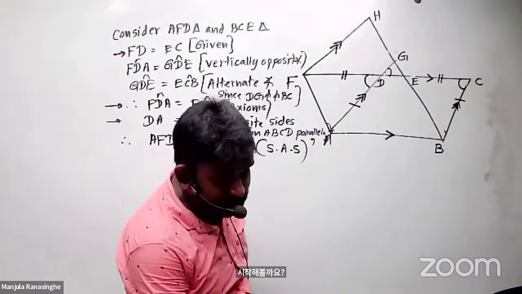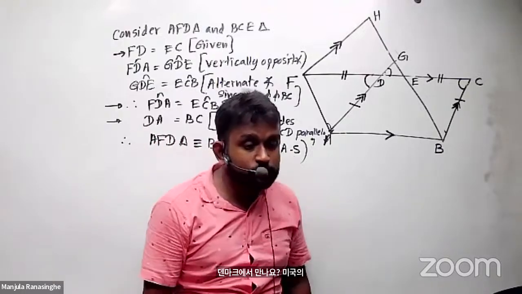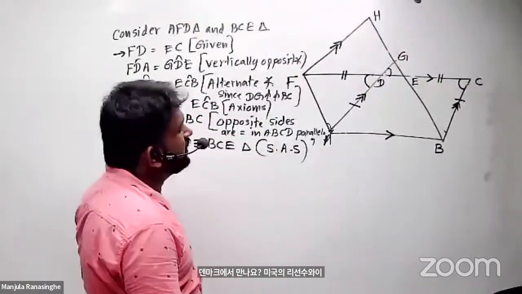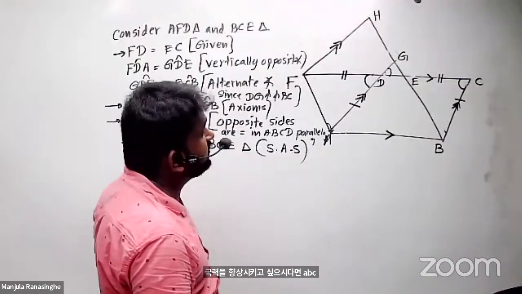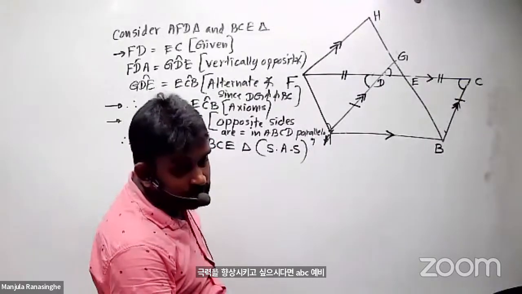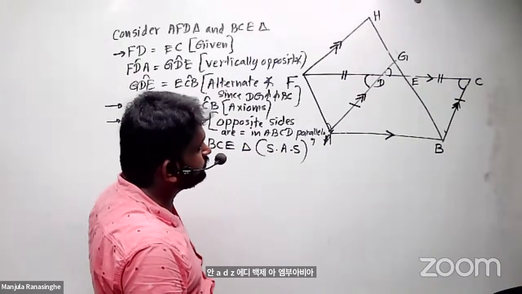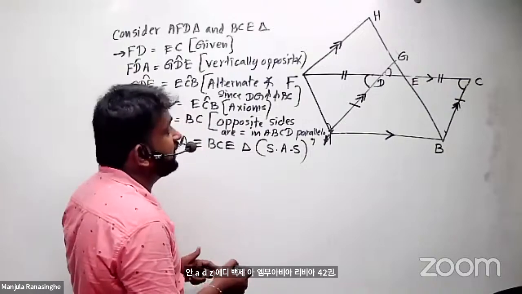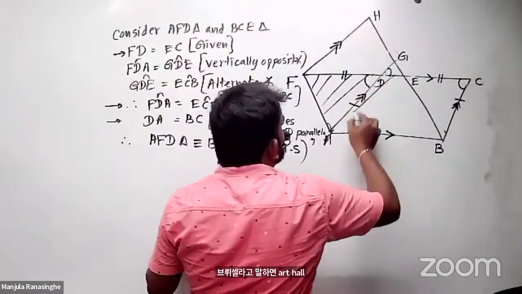Right. Then what are they asking? Give reasons why ABEF and AGHF are parallelograms and why their areas are equal. First, let's see why they are parallelograms. First ABEF: this is the parallelogram they are asking about.